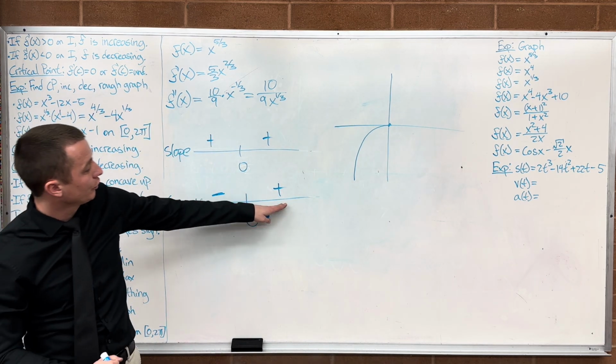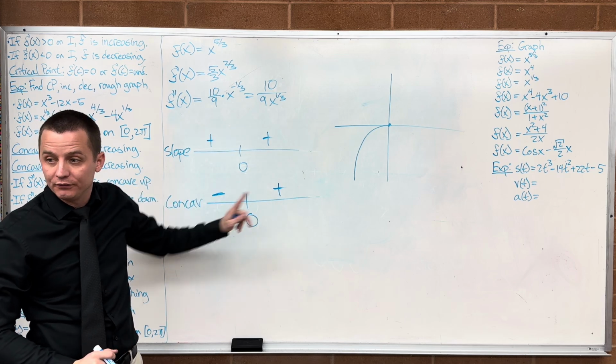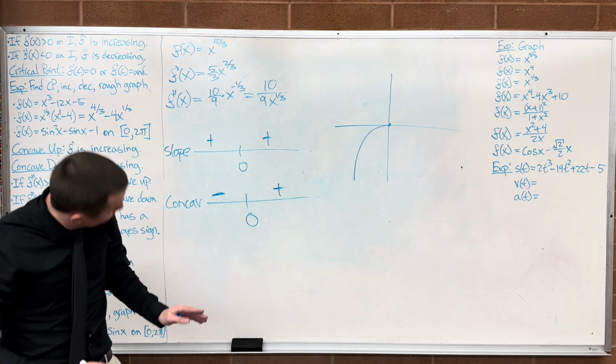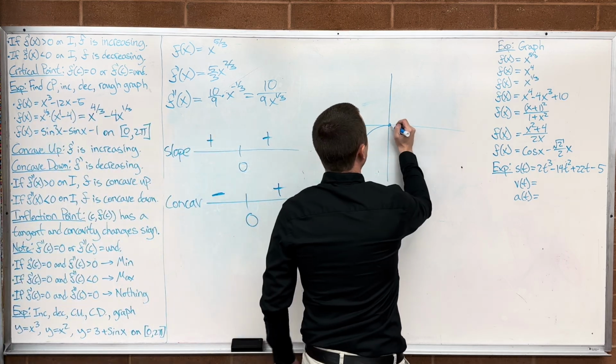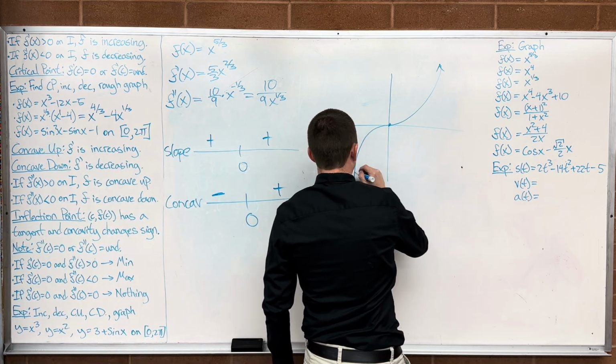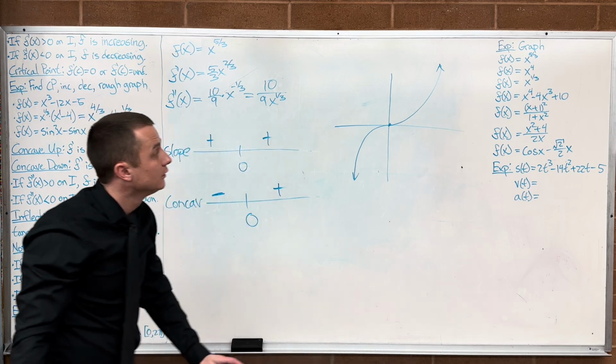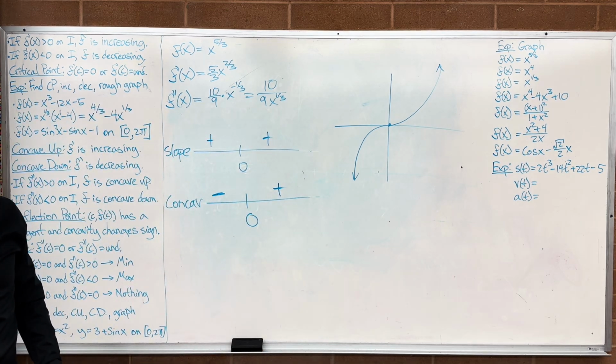Now, to the right of it, it's still increasing, but now it's concave up. So it's a half of a smiley face that's increasing. It looks a lot like a cubic. That makes sense. Good?